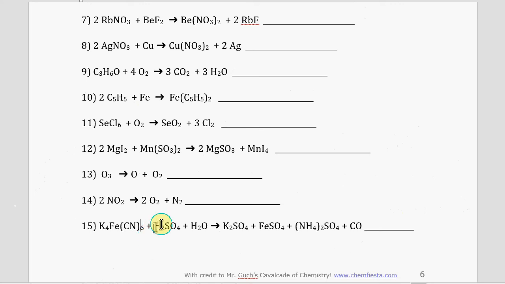You've got this H2SO4, so that's sulfuric acid. You've got water, and those are all combining to make this potassium sulfate. And we got iron 2 sulfate, and we got ammonium sulfate. So we got 3 sulfate products here. Cyanides are being broken down. Part of the cyanides are going in here to the NH4, obviously, and we're producing carbon monoxide as a byproduct. So we have all kinds of things rearranging.